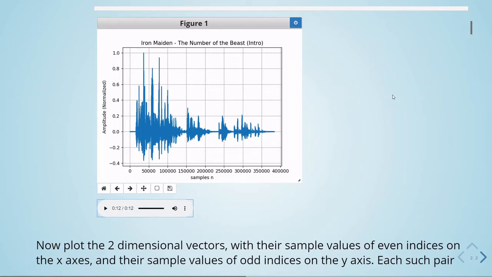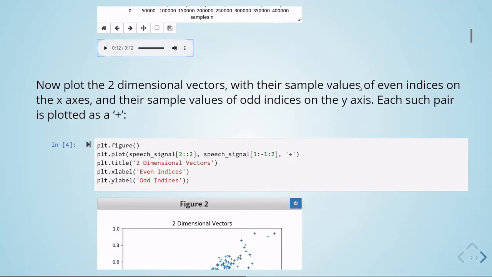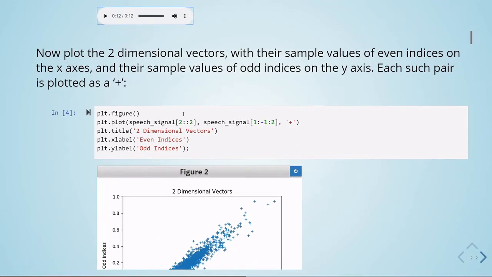So now what we're going to do is to plot the two-dimensional vectors with their sample values of even indices on the x-axis and their odd indices on the y-axis. So we have pairs plotted as a plus sign. So what we're doing, we're taking even and odd indices of our signal. So this is what we're doing here.